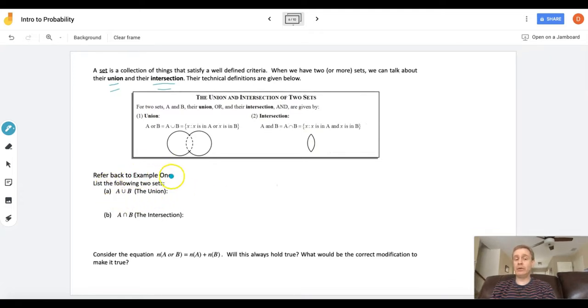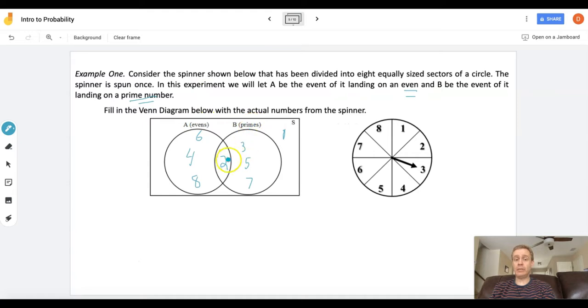So referring back to our prior example, if we now list out the set of numbers in the union of the 2 sets A and B, the union of the set of numbers that are both even and prime, well, that would represent all the numbers 2, 3, 4, 5, 6, 7, and 8.